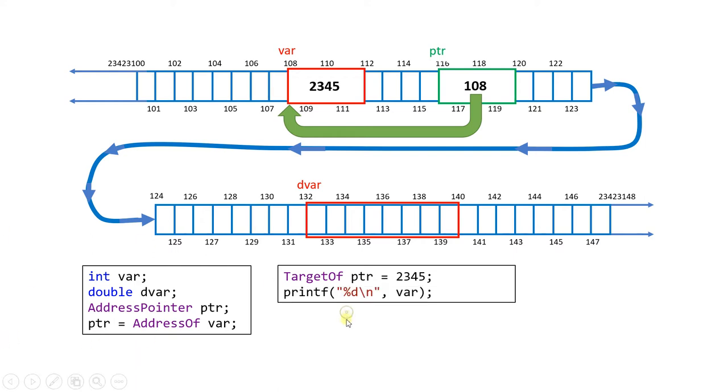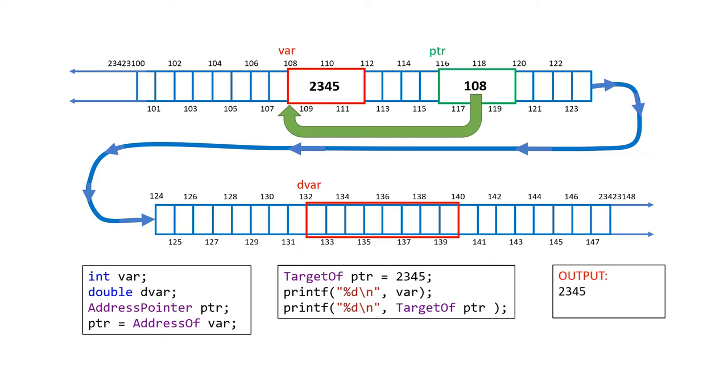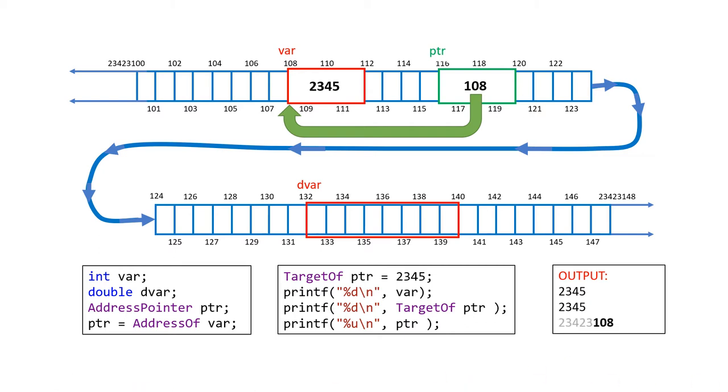Using this, if I actually print the variable afterwards, what's going to get printed? 2345, correct? Now, what if I print the target of PTR? What's going to get printed? 2345. It's still 2345, the same thing. What if I print the PTR itself? 108, right? Why did I put percent %u over here? If you recall from the beginning of the semester, percent %u was for an unsigned integer, an integer that did not have negative values. So if I actually print the PTR itself, I will see exactly where my variable is located. Are we okay with this? That is it, finished. That's what pointers are, and nothing else. There is no hidden agenda behind it.